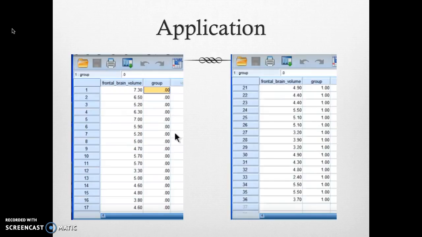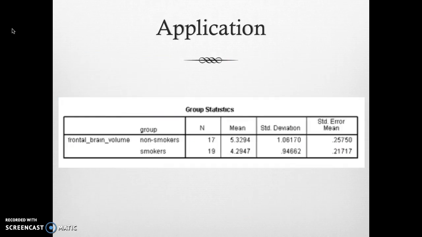Once collected, we'll place the dependent variable data into one column and the grouping variable in another column. As you can see here, column 1 contains all of our measured outcome data represented by the label frontal brain volume. And column 2 displays our group designations represented by the label group. In this column, a 0 represents a non-smoker and a 1 represents a smoker. Once all the data has been collected and entered into SPSS, we can run the independent samples t-test.